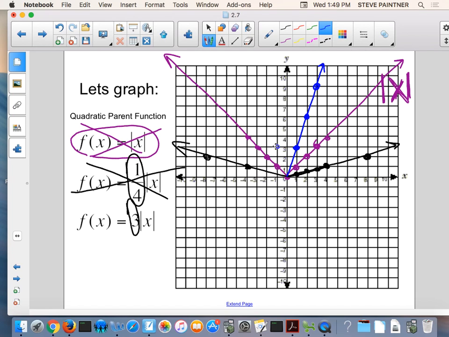Okay, and on the back side, you just mirror this thing, right? There you go. This is what? 3 times the absolute value of x. 3 times your parent. Good?